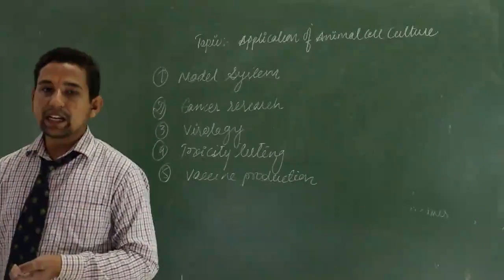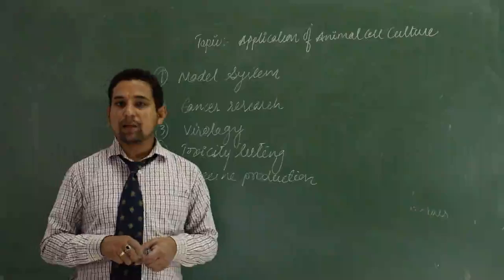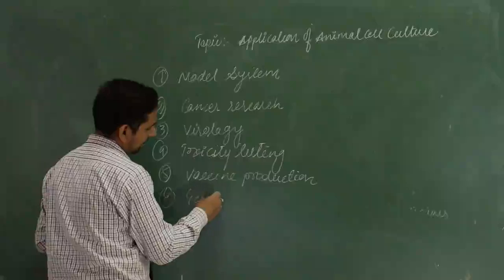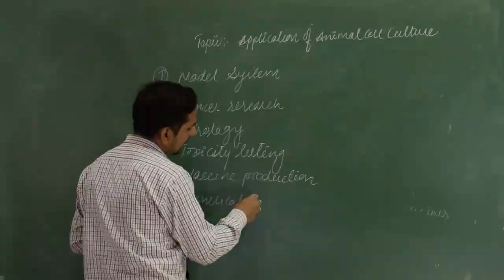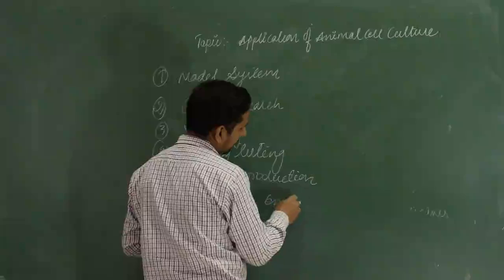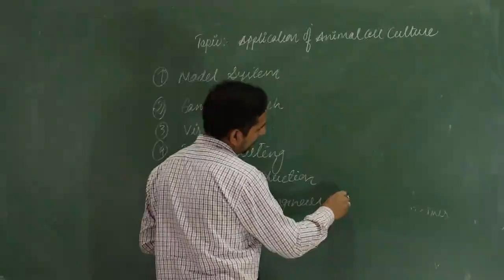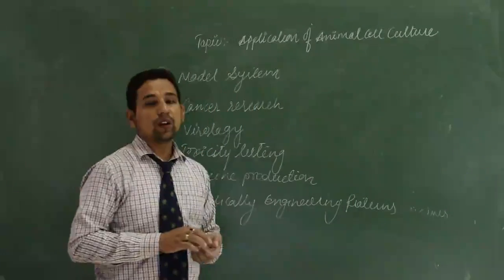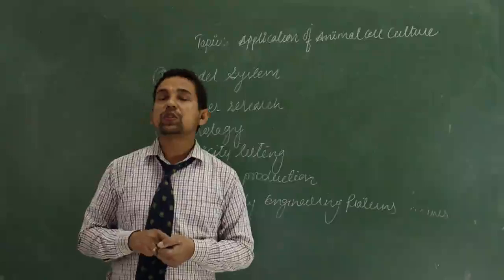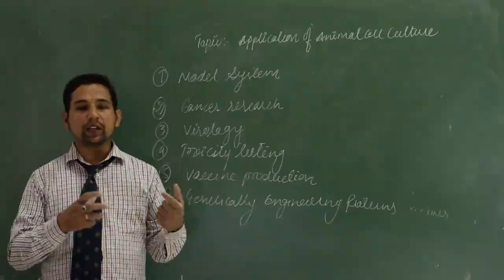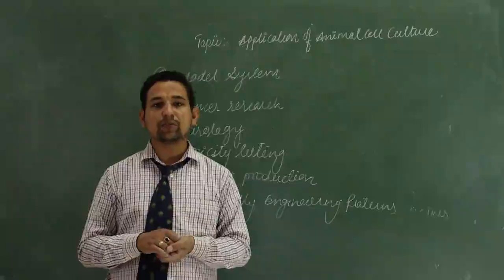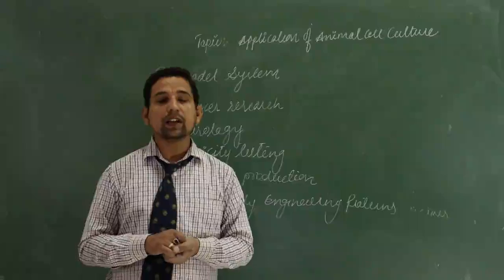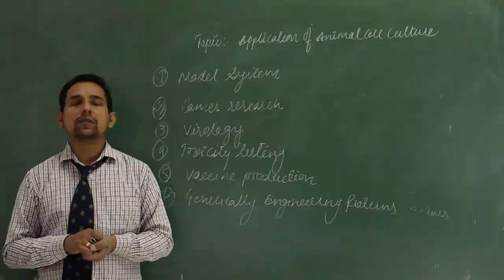Now come to the next area, that is genetically engineered proteins. So the animal cell cultures are used to produce commercially important genetically engineered proteins such as monoclonal antibodies, insulin and hormones, and much more.